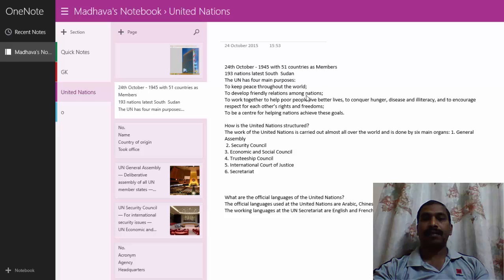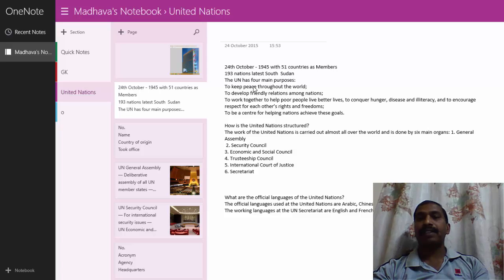after the First World War, the League of Nations could not prevent the Second World War. After the completion of the Second World War, almost all countries joined, including the latest addition, South Sudan.